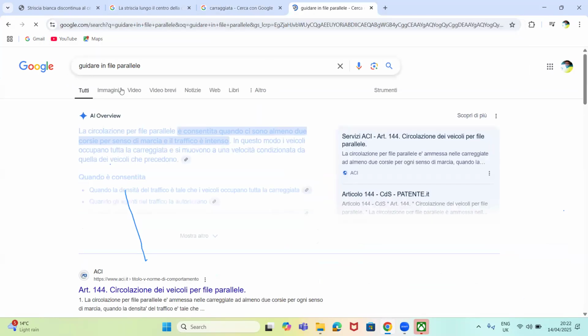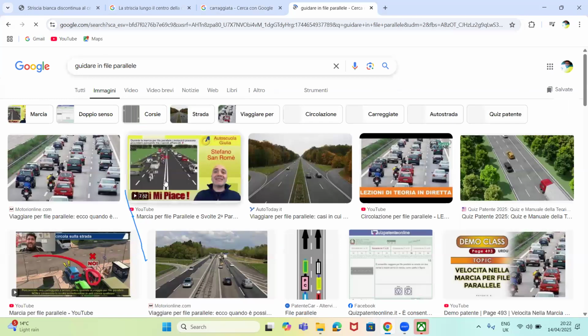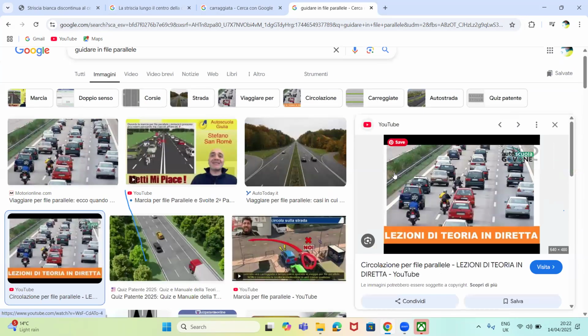Now watch. What do they mean by file parallele? This is a wonderful situation of file parallele. See, all the cars are driving side by side. Write it down in your jotter if you are serious. File parallele means when the cars are driving side by side like this. Say that road is a senso unico. It's not always true that all cars will be driving side by side. That's the meaning of file parallele. Is it clear now, students?